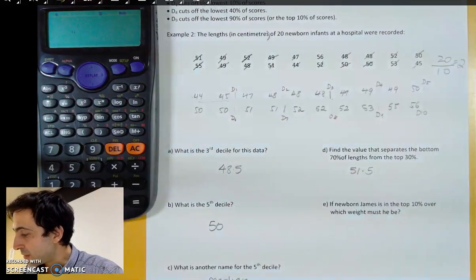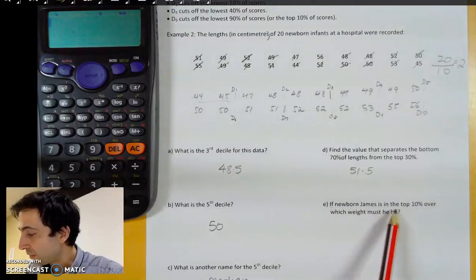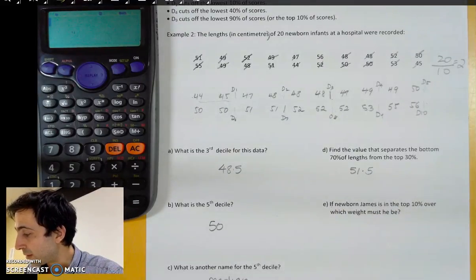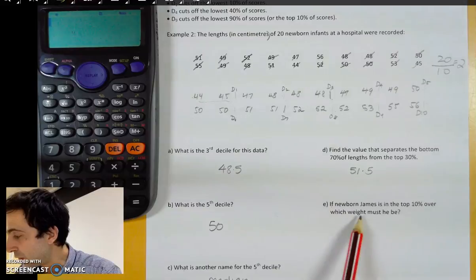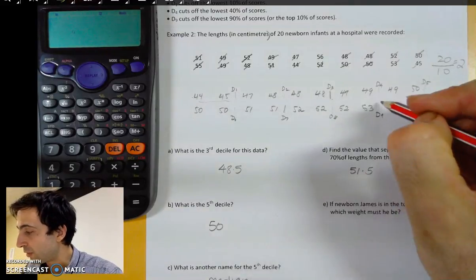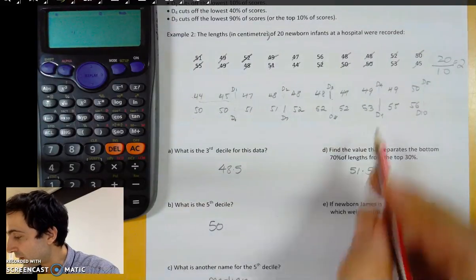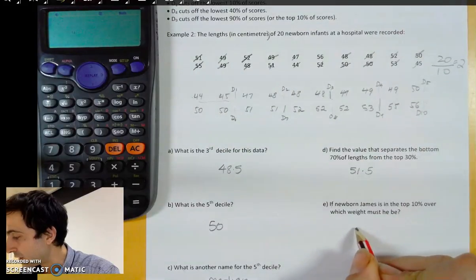If newborn James is in the top 10%, what length must he be? He must be over 54 centimeters, between 53 and 55.